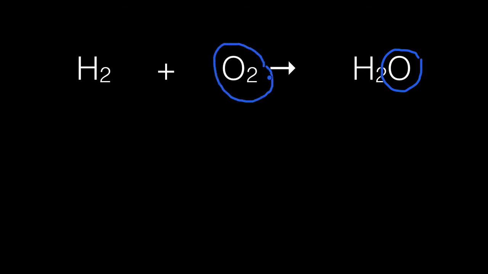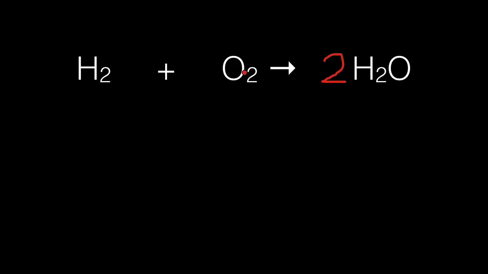So this is an unbalanced equation, so we need to balance it. And we do that by putting coefficients in front of the molecules involved. So if I've got one oxygen over here and two here, that means I have to put a number 2 in front of this water molecule. So now I have two oxygens on the product side, two oxygens on the reactant side.